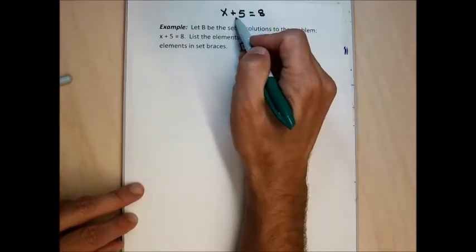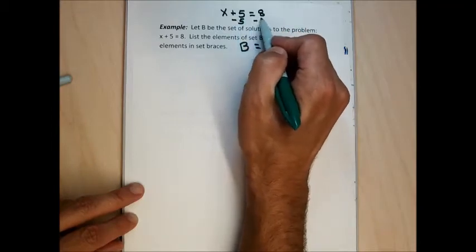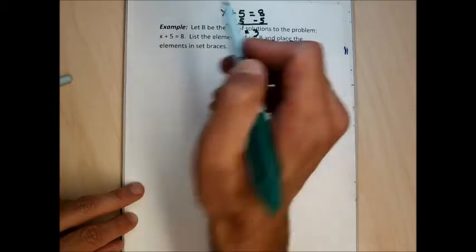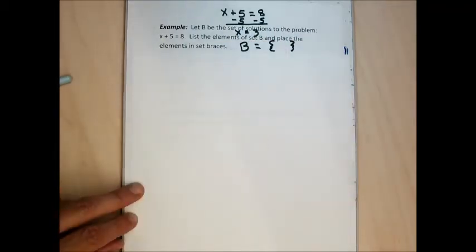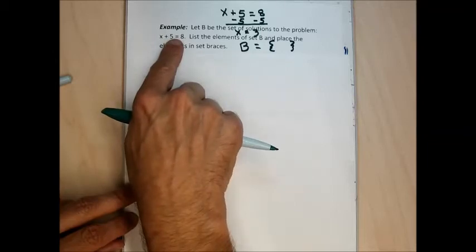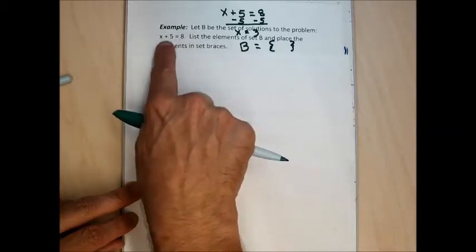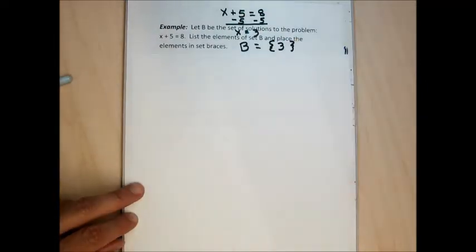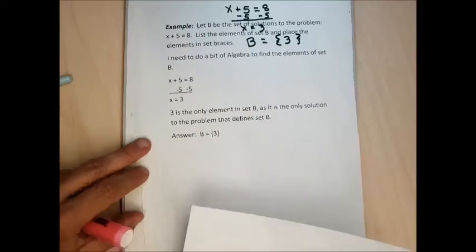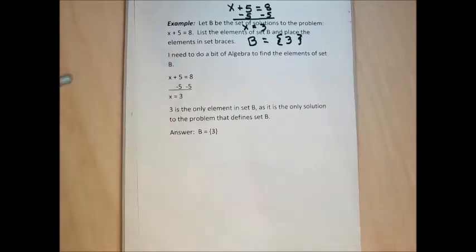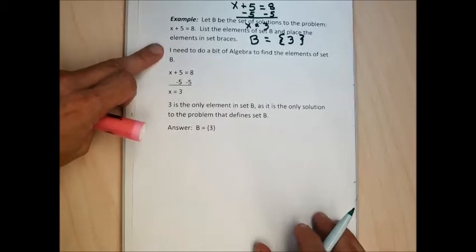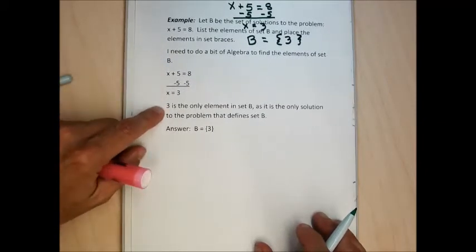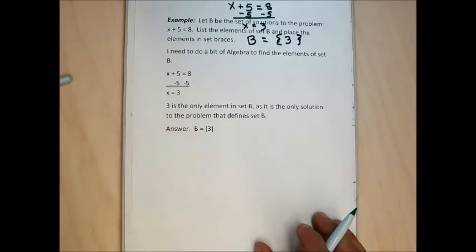That's pretty easy to do. We're never going to factor in this class, but we might solve some simple equations. If I solve that equation for x by subtracting 5 from both sides, I get x equals 3 as the solution to that equation. And so the only element in set B is the only solution to that equation, which is the number 3. So B is the set that contains the number 3. And that's all that this says. The rest of this sheet just says I need to do a bit of algebra to find the elements of set B. I do the algebra, I say 3 is the only element of set B, and I write my answer.